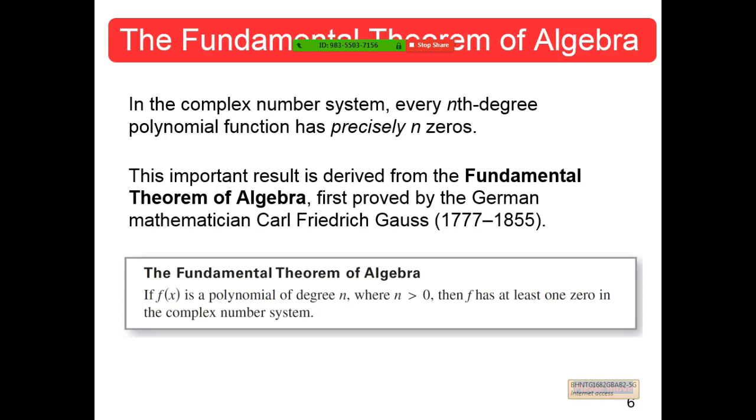But that extends, and since he proved that theorem, they've extended it and found any nth degree polynomial, n greater than 0, has precisely n zeros. Not just 1, but n. But that would include those that are real zeros and those that have imaginary components. We're not going to worry with imaginary components, but we'll just acknowledge that they're there.